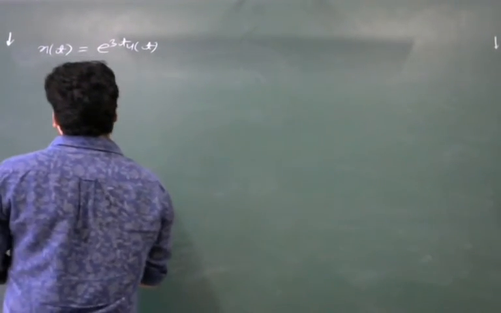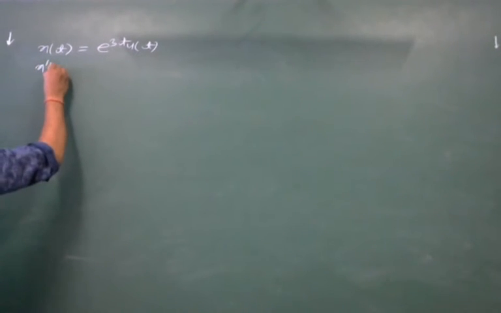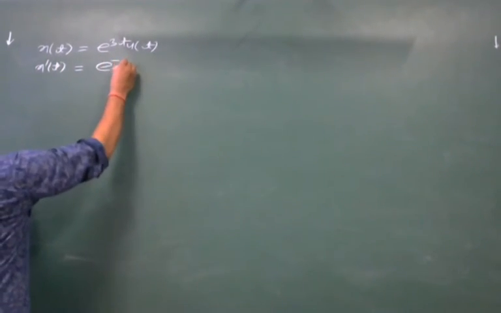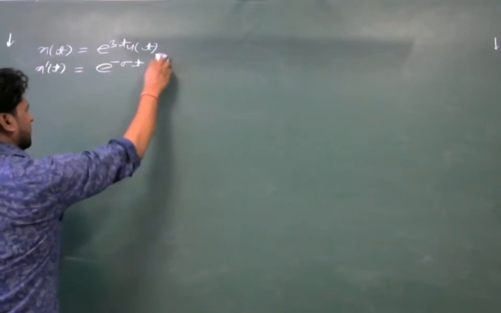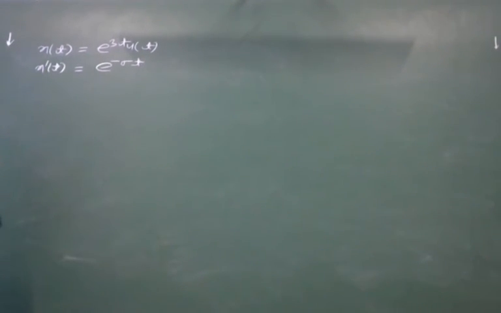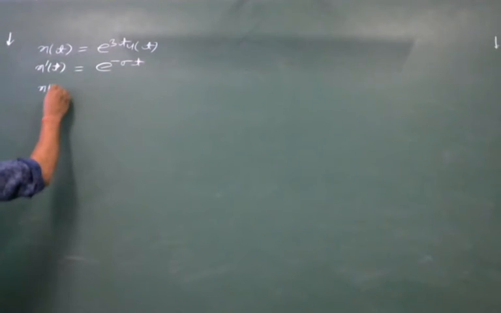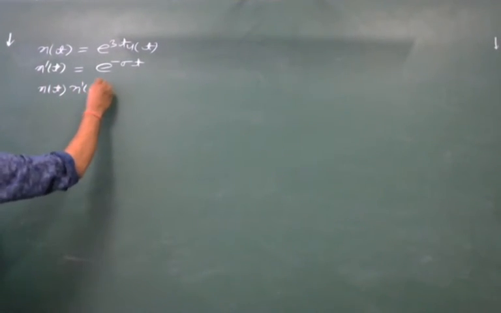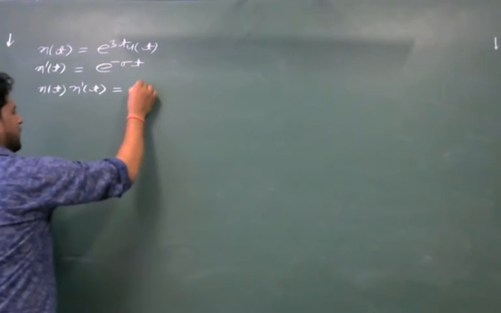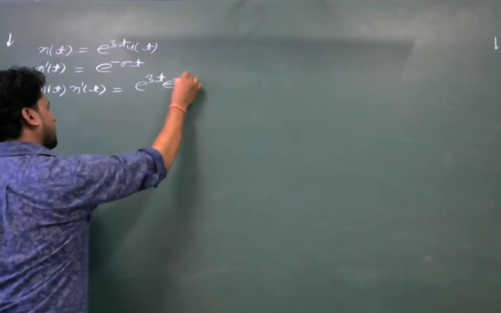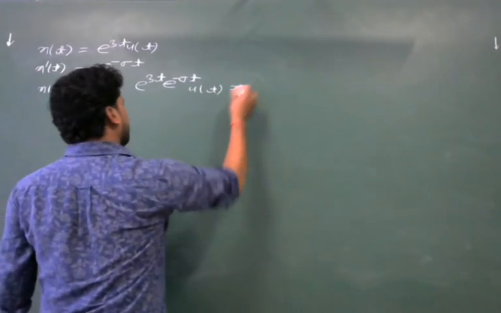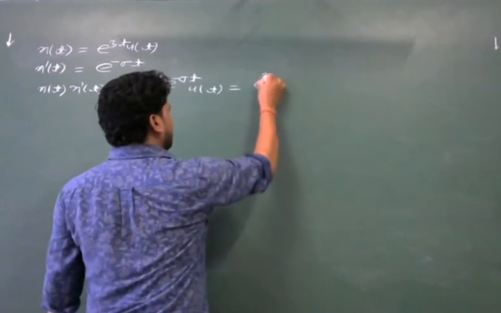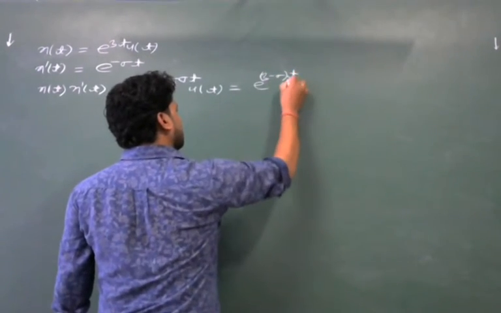Suppose there is another signal x'(t) = e^(-σt) u(t), or we will not put u(t), it doesn't matter because one u(t) is already there. If we multiply these two signals, x(t) into x'(t), then this will be equal to e^(3t) into e^(-σt) u(t). Now this will become e^((3-σ)t) u(t).